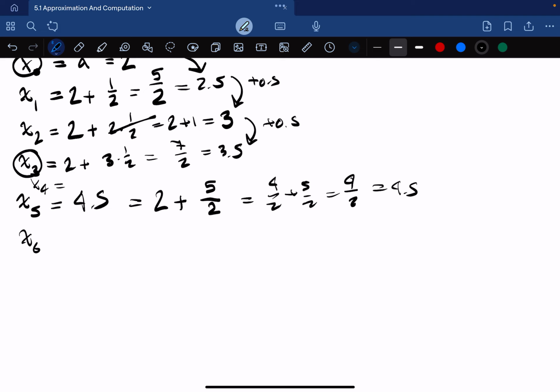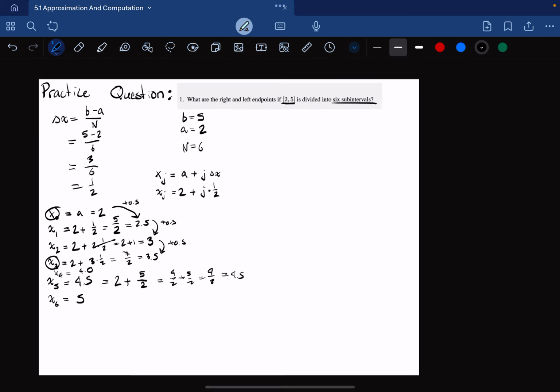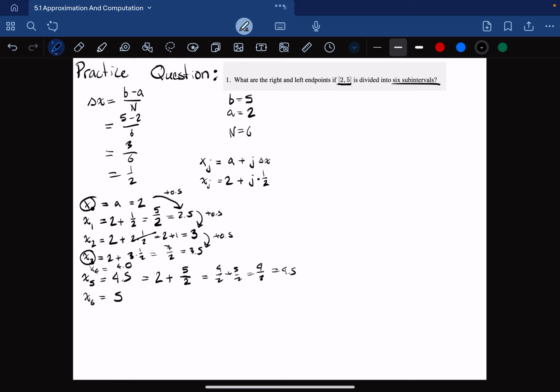Now, I am just going to do x of 4 as well, since I'm just going to directly subtract, and then I know x of 6 is just going to be 5 because I just add 0.5. Now, I do want you guys to calculate the right endpoints by yourself. So pause the video right here, do calculations, and then after that, I will get into it and do it myself.